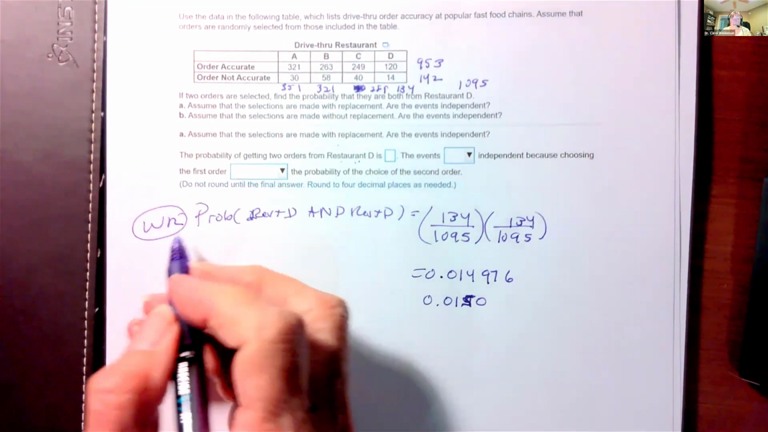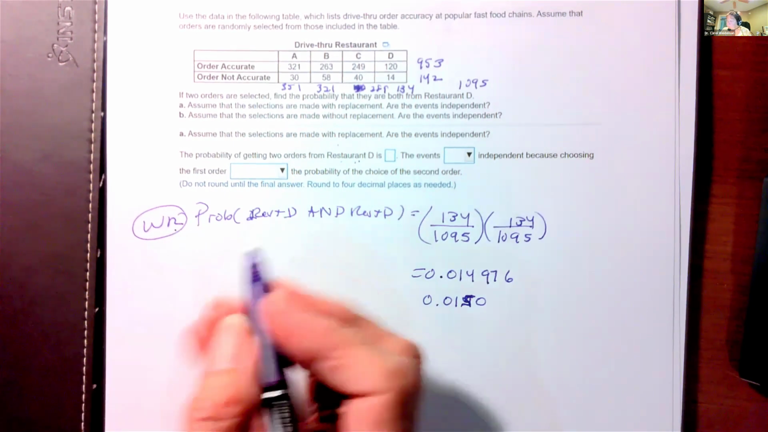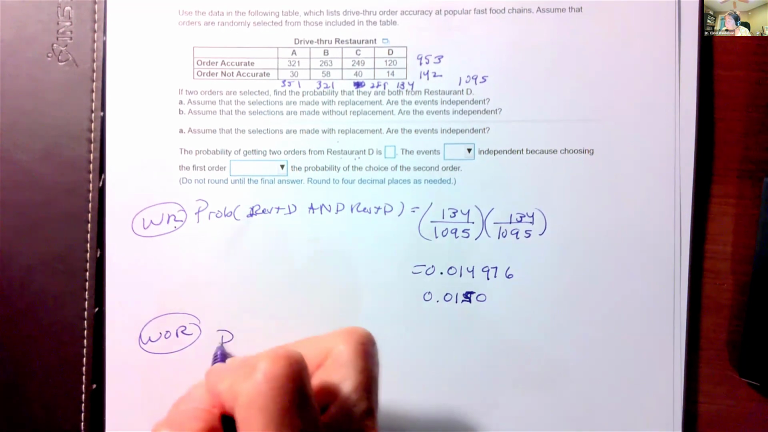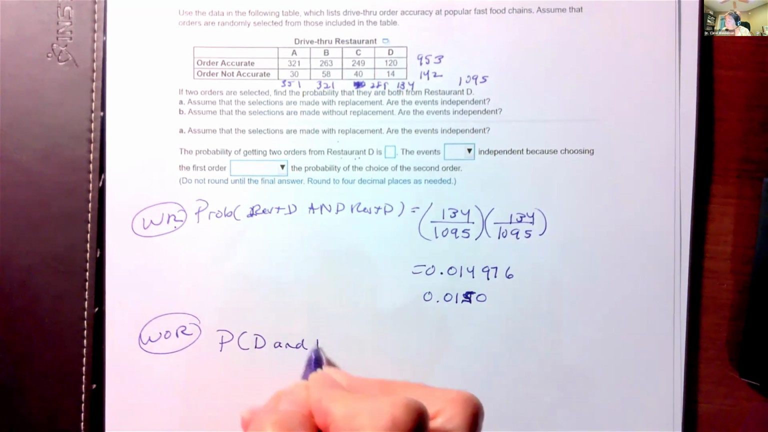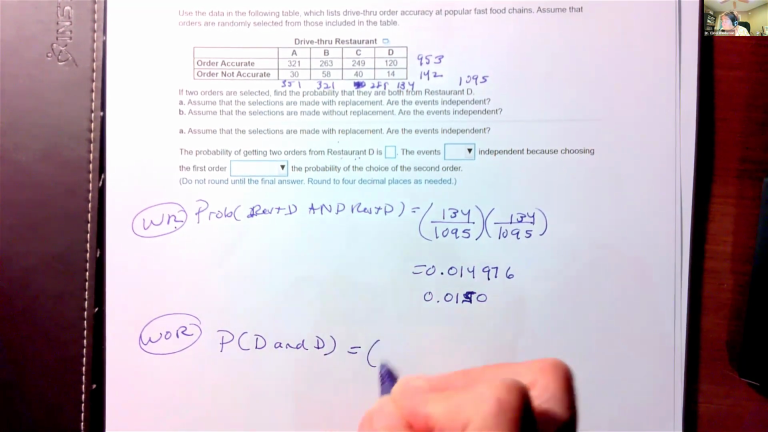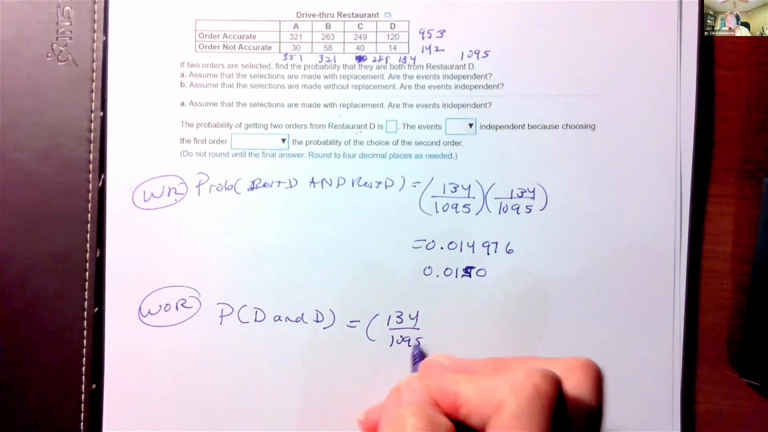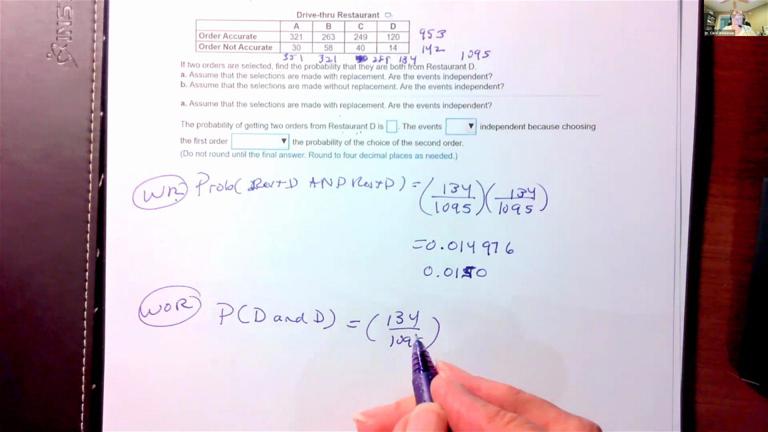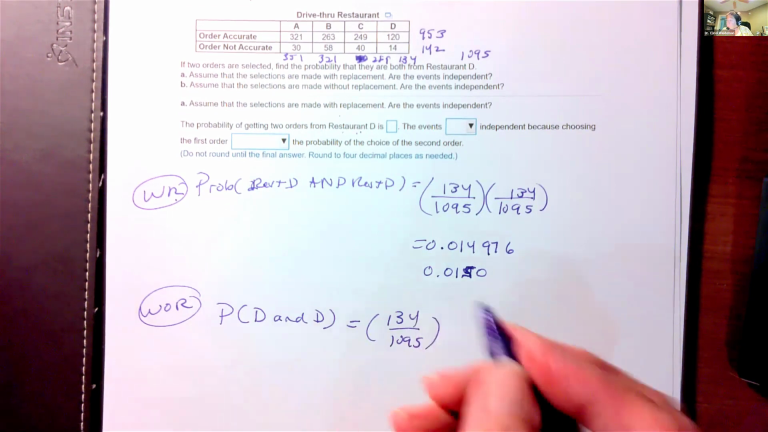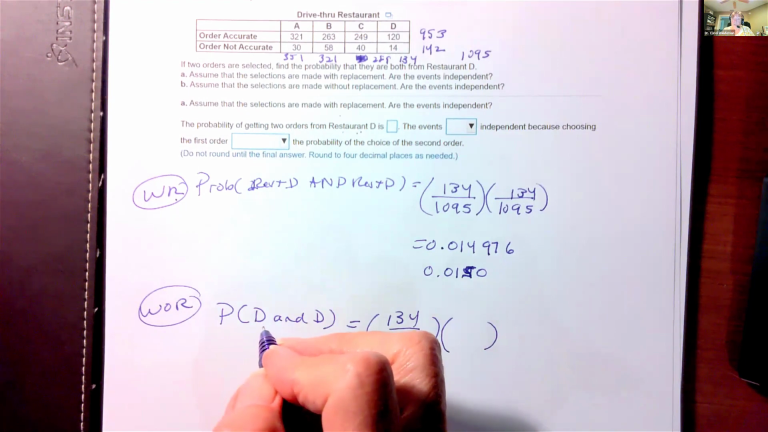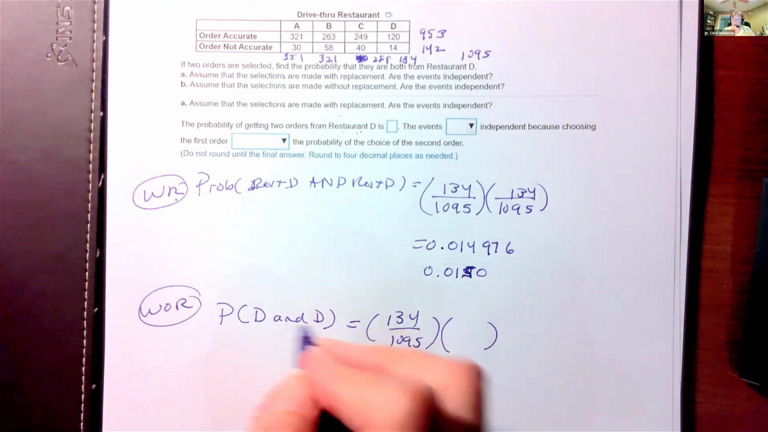We always abbreviate in statistics: WR means with replacement, WOR means without replacement. So now what's the probability of D and D? The first time I go in, it's 134 over 1095. When we're sampling without replacement, we always assume that the first event occurs. So we're going to assume that we got an order from restaurant D. I'm not going to put it back in.